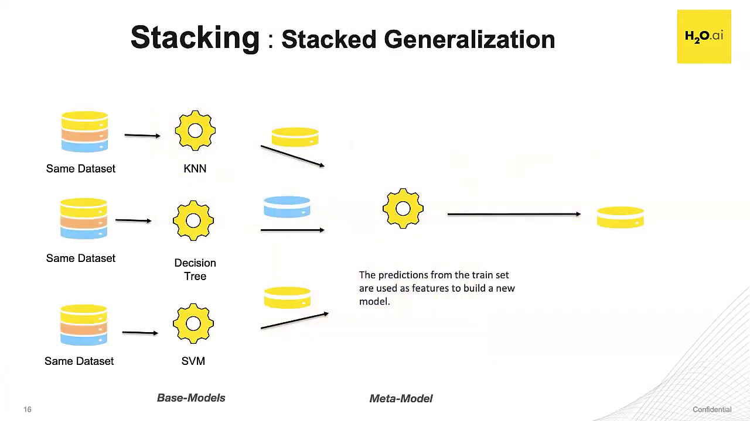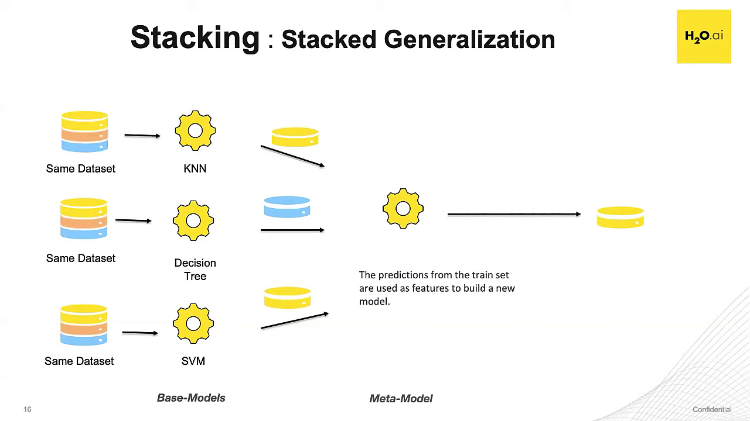Let's start with stacking. So stacking stands for stack generalization. Stacking is an ensemble learning technique that uses predictions from multiple models. So for instance, you can see here these multiple models like KNN, decision tree, and SVM, which are known as base models. And it uses these predictions to make final predictions on the test set.